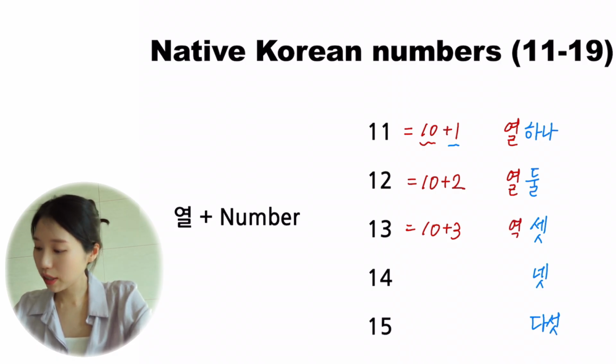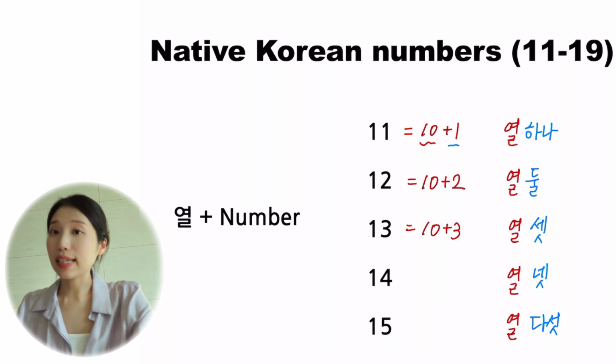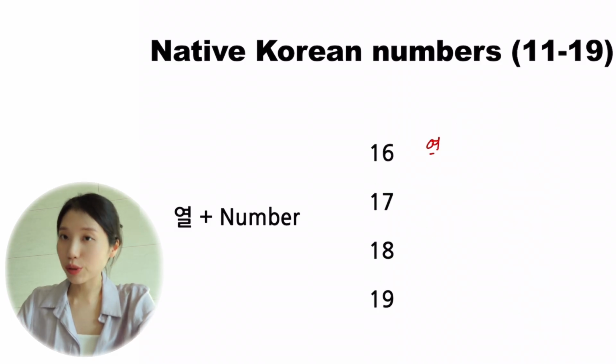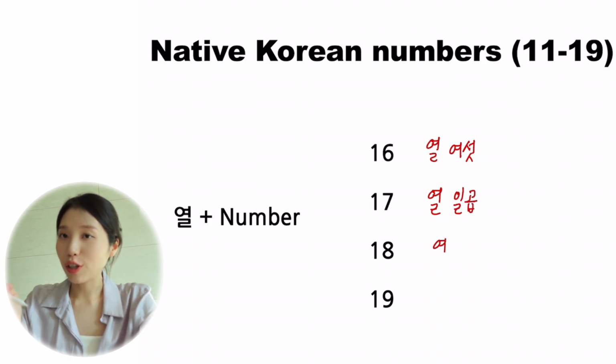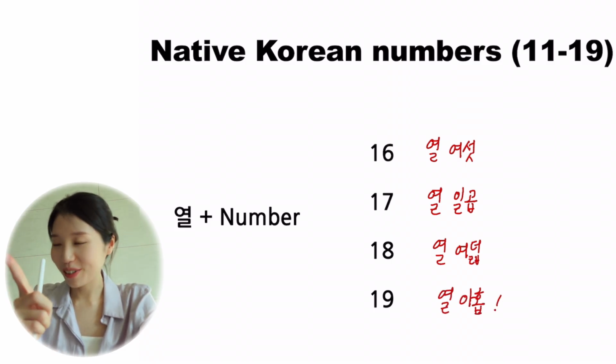If it's 14, 열넷. And lastly, 15, like this. 16, 17, 18, 19, not J-hope, 아홉. 맞아요. Exactly.